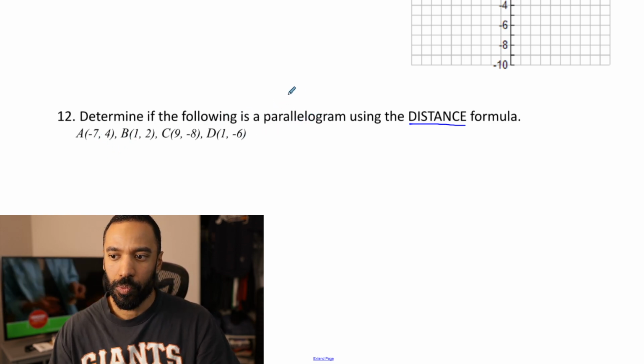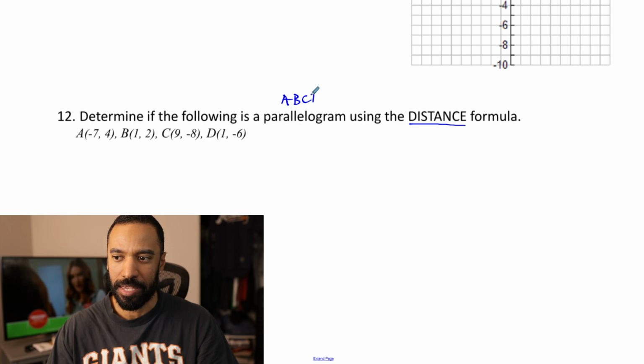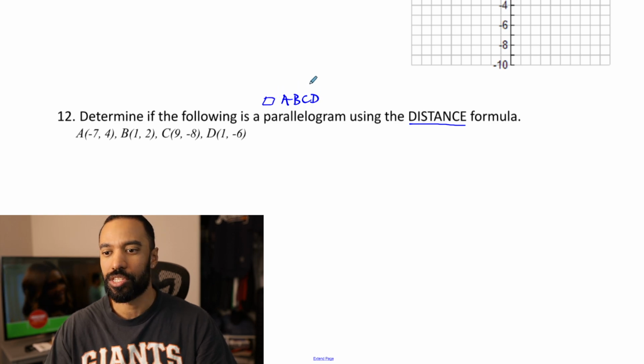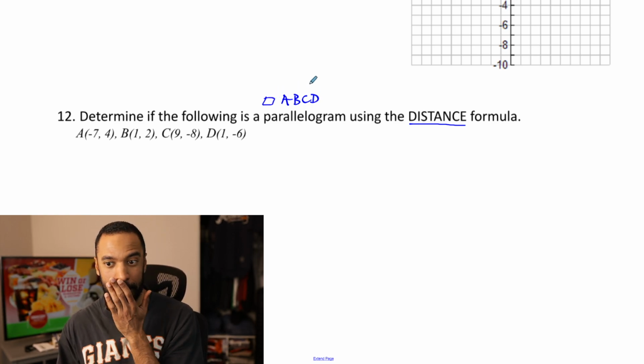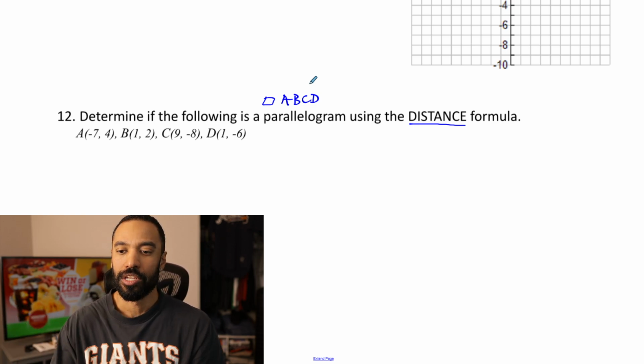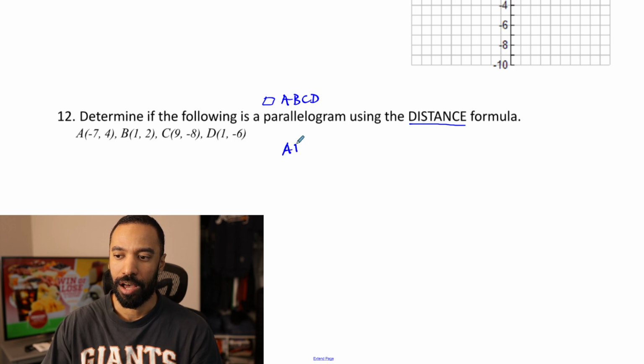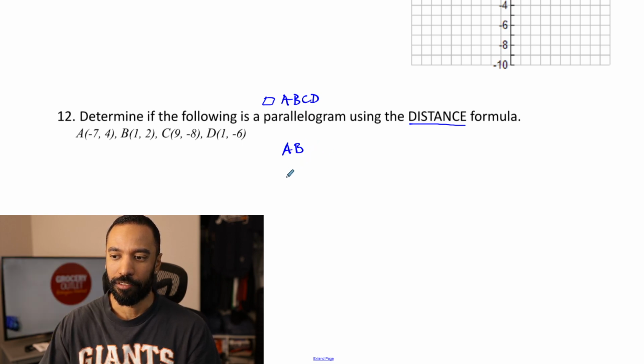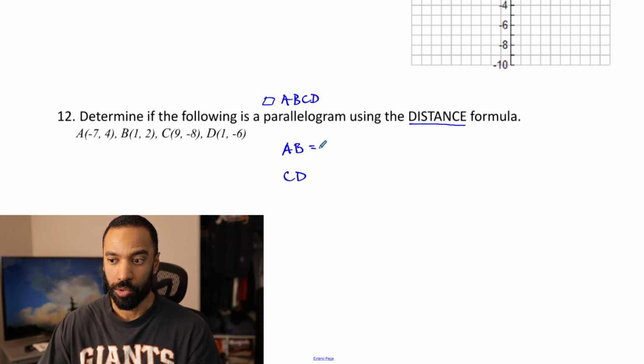So I guess we're calling this thing parallelogram ABCD, or this is where it would be helpful to actually see the parallelogram for what it is. I'm going to assume that it's ABCD. So we want to find the length of AB. We want to find the length of CD. We want to then show that they're equal.